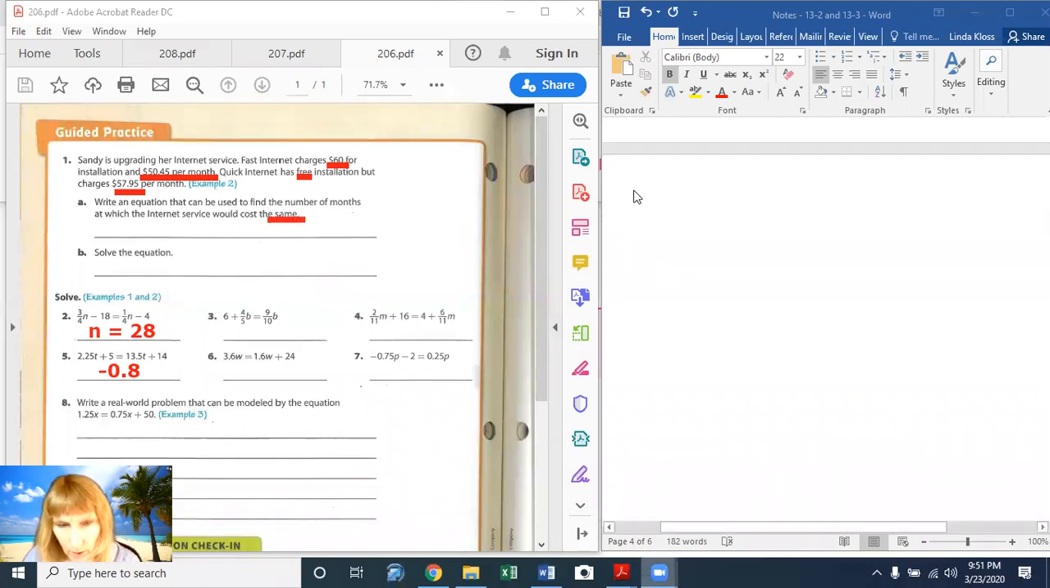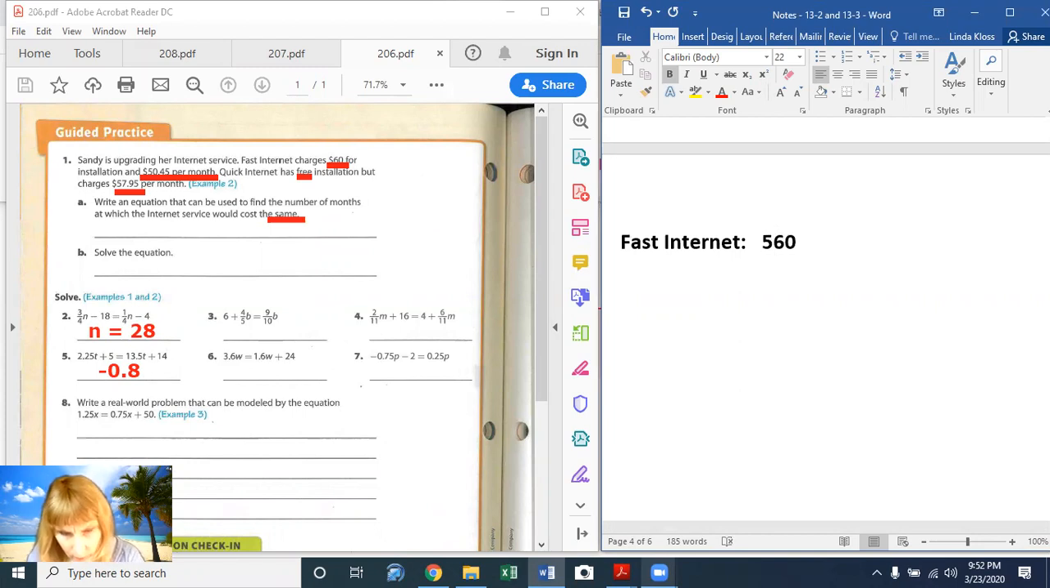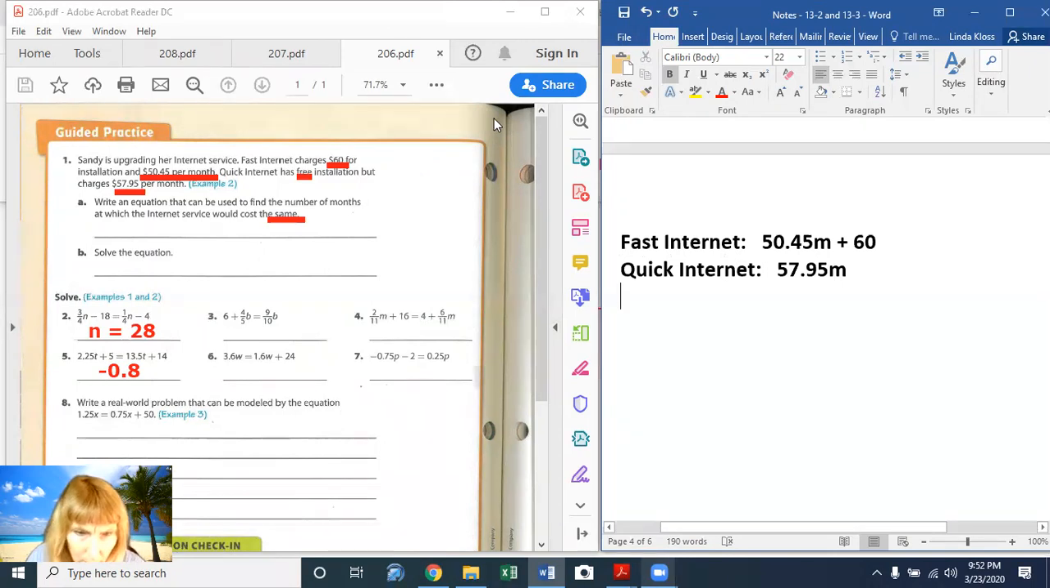So we're going to write an equation over here, and we have our installation fee, that's our flat fee, right? And we have our rate. Our rate for the first one, the company is called Fast Internet, is going to be $50.45 per month. We're going to use M for month, plus 60. And then we're going to have the other one is called Quick Internet, and that one has no installation fee, but it has $57.95 per month. The question is asking us, when will the cost be the same and how many months? So we have to set them equal to each other. When you see the word same, that means we're setting them equal to each other, and that is now a problem that we can solve equation-wise.